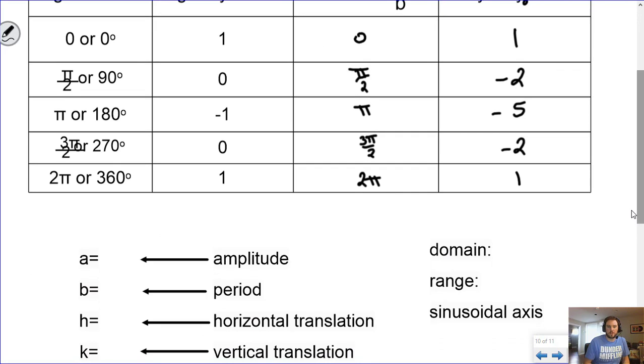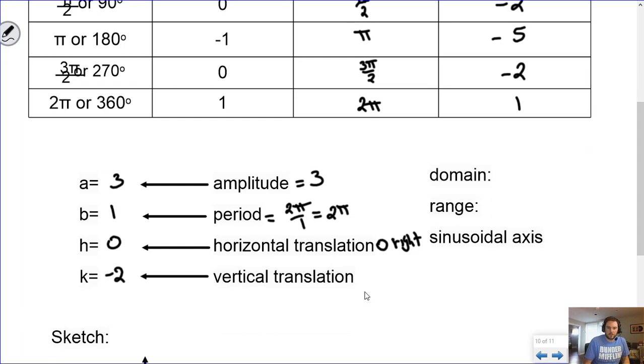Okay, so again, what we're going to do to find these pieces of information like amplitude and period is look at my A, B, H, and K. So my A for this was 3, my B is 1, my H is 0, and my K was -2. So what that means is my amplitude is going to be 3, my period is 2 pi divided by B, which is 1, or in this case 2 pi. My horizontal translation is 0 to the right or left, I suppose. And then my vertical translation is 2 units down, right? Negative vertical translation means we're going down.